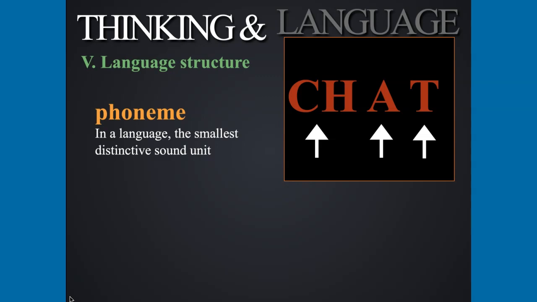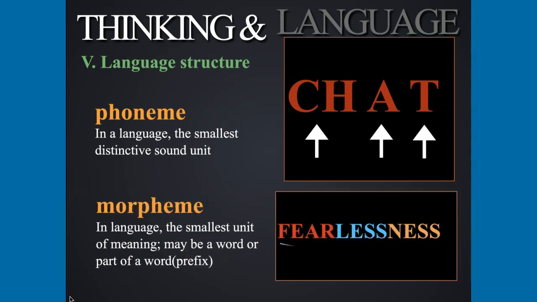Our next systematic rule within language is morphemes. Morphemes are the smallest unit, not of sound, but the smallest unit of meaning. That's where they differ from phonemes. Phonemes don't have meaning. Morphemes actually have meaning. A morpheme is a word that is made up of one or more phonemes, and morphemes can actually be a word by themselves. You can just have one morpheme.